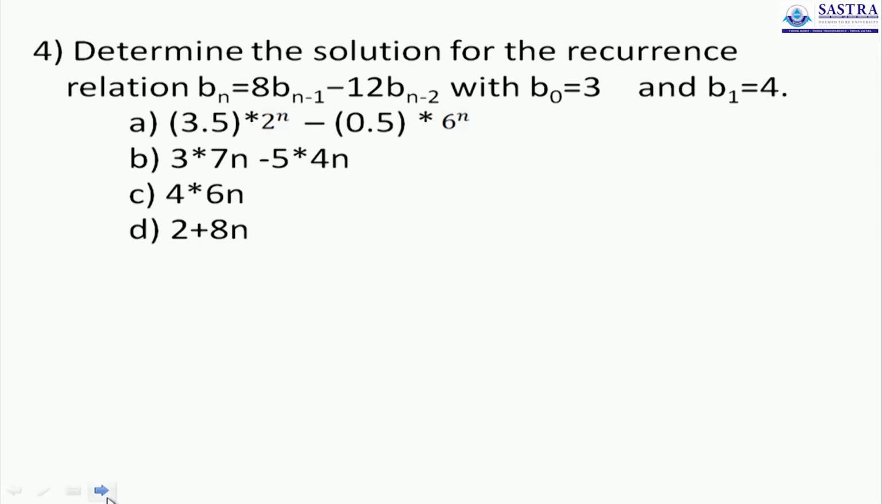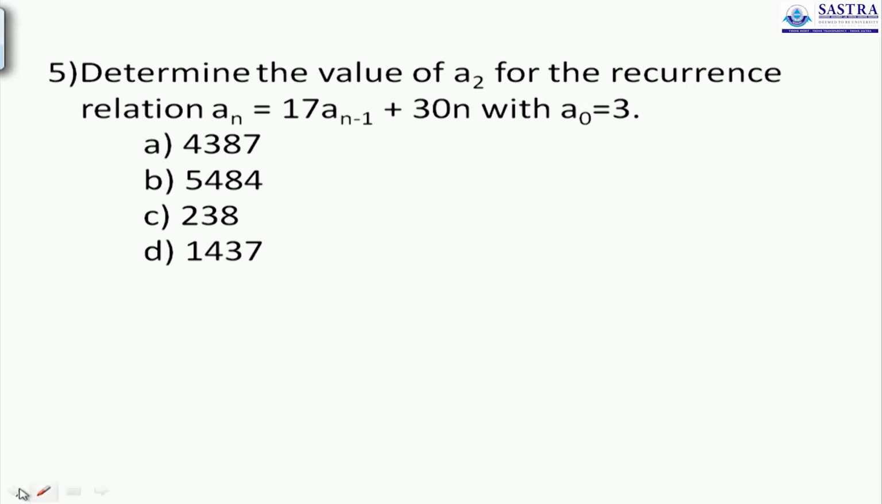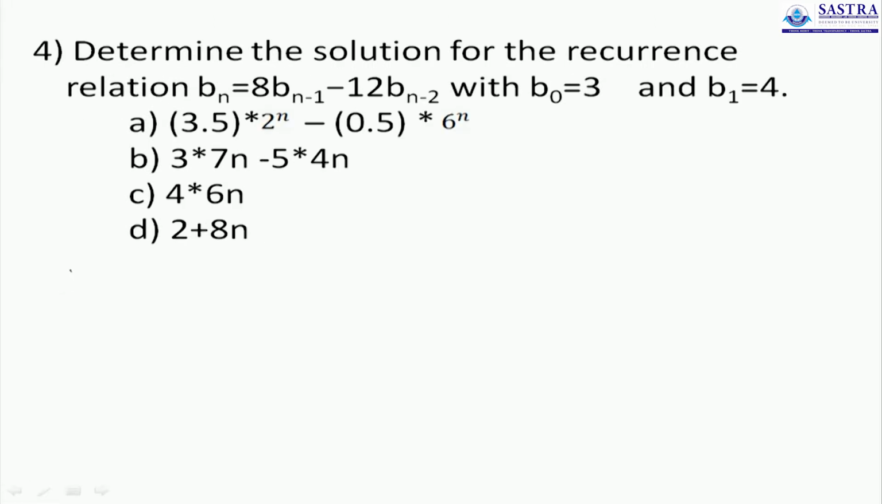Okay. Next up, we are trying to solve a recurrence relation this time, and we'll try and do it. Now if you can recall, this recurrence relation has an order of 2, because you have b n minus 8 b n minus 1 plus 12 b n minus 2 equal to 0. So it is clearly a recurrence relation of order 2 because the last subscript ends with 2.